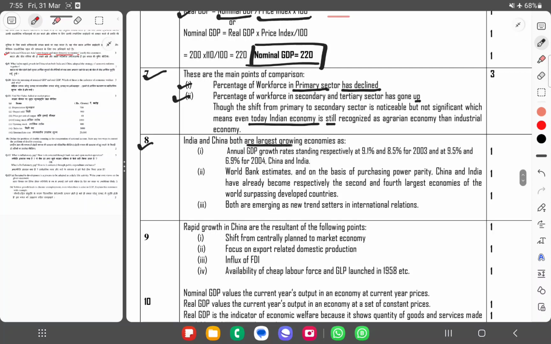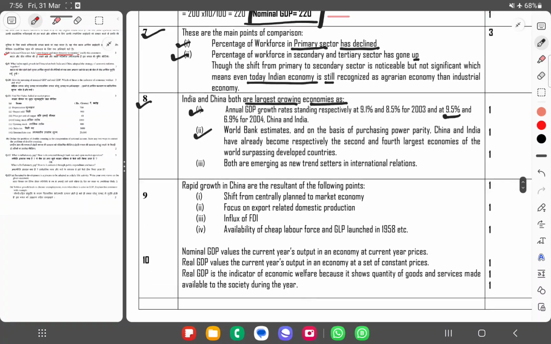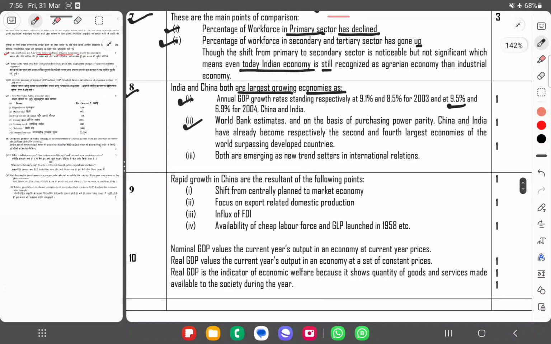India and China both are the largest growing economies, with annual GDP growth rates standing respectively at 9.1% and 8.5% for 2003 and 9.5% and 6.9% for 2004, China and India. The World Bank estimates, on the basis of purchasing power parity, China and India have already become respectively the second and fourth largest economy of the world, surpassing developed countries. Both are emerging as new trendsetters of international relations. Yes, now come to the next question, that is question number 9.